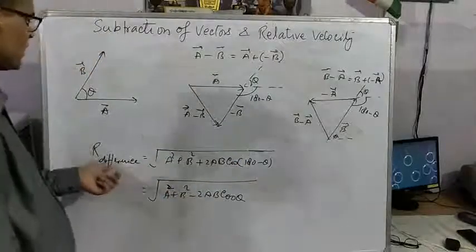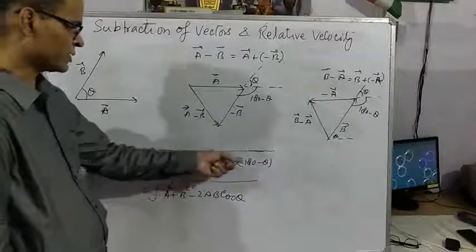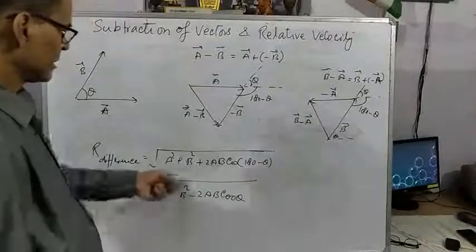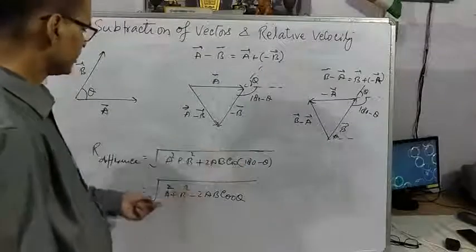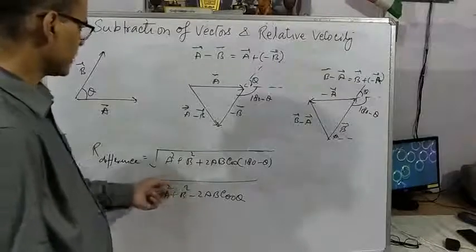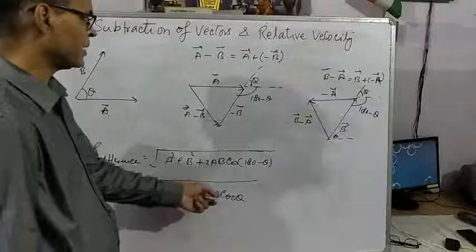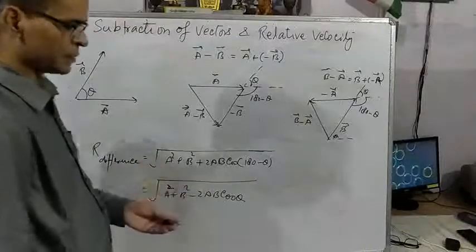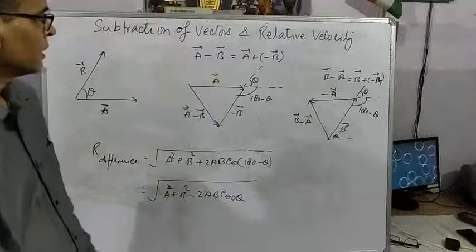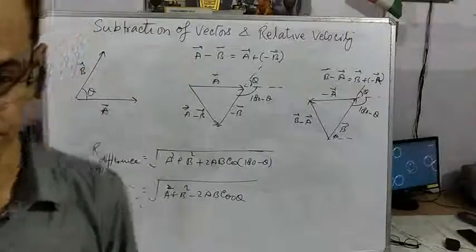So the difference of two vectors comes out to be the square root of A square plus B square plus 2AB cos of 180 minus theta. And you already know that cos of 180 minus theta is minus cos theta. So the formula becomes under root A square plus B square minus 2AB cos theta. This is subtraction. Subtraction can be used to find relative velocity. Now I am going to explain.